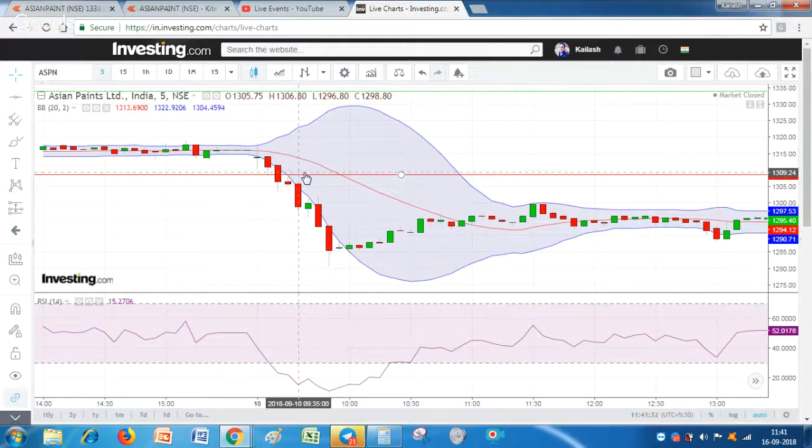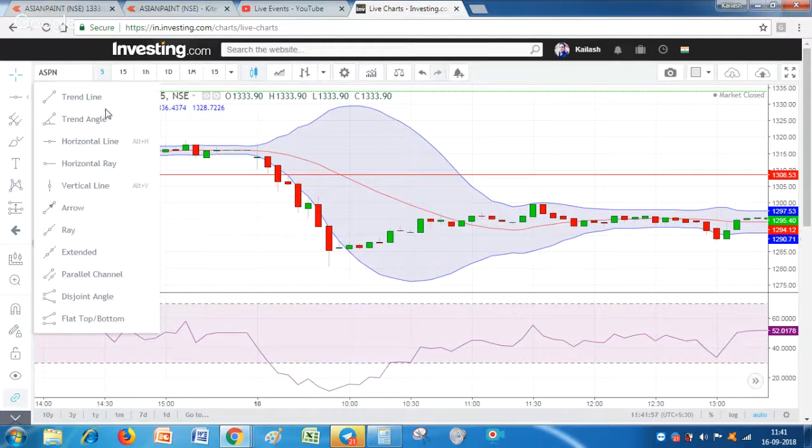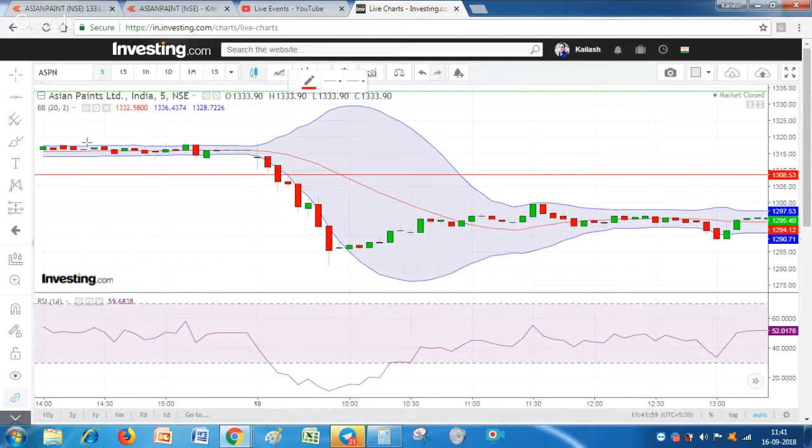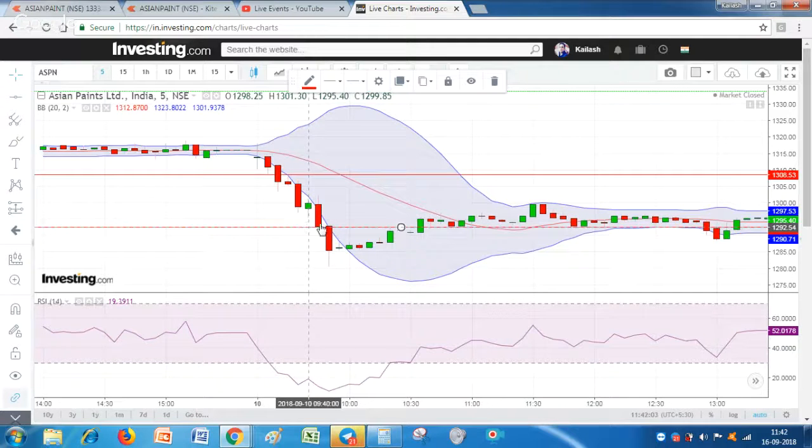Okay, so let us see how much it has given us. From 1308, let us say we shorted below 1308. By this time the stock has gone to 1295. So 8 plus 5 is 13. Right friends, this is the right time we should have taken an exit from this trade, because it has given us exactly 1%, and the stock has even gone below.